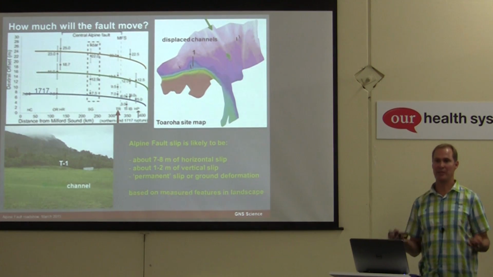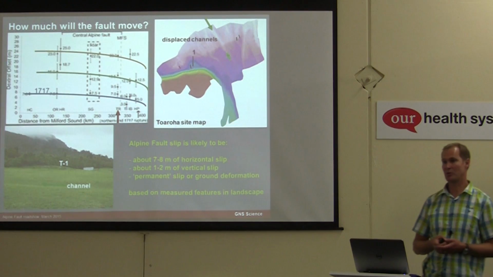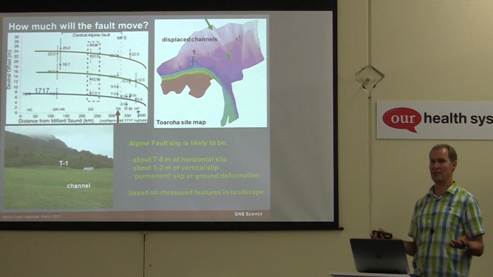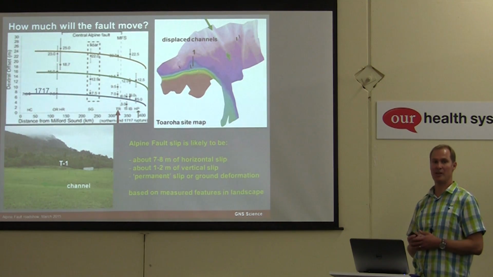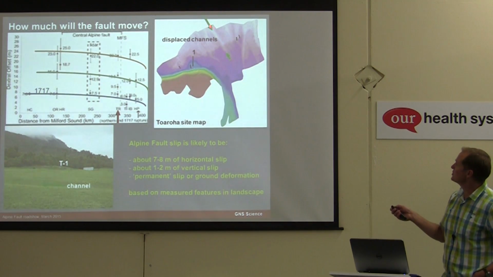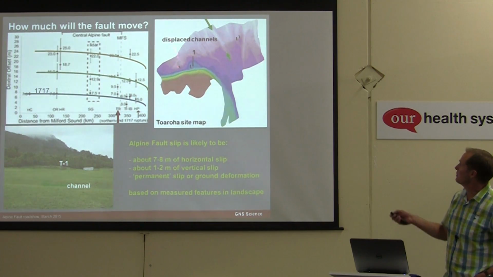So as well as mapping the fault out and looking at evidence for past earthquakes that we can date, we're also interested in how much slip there is on the fault. So if you're sitting in Franz Josef and the fault line is running through your town, how much is that fault going to move? Well, evidence from looking at things like displaced channels. Here's a channel. This is at the Toaroa River near Hokitika. It's coming up to the fault here on this topographic map, and it steps to the right as you cross this fault line.